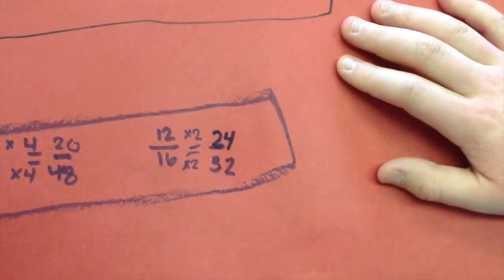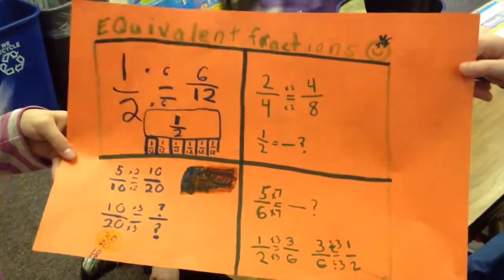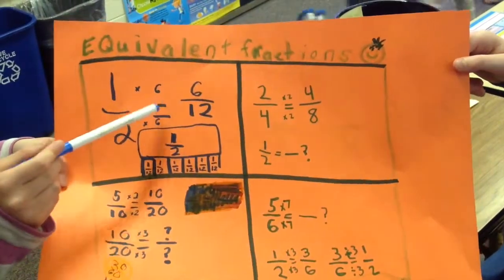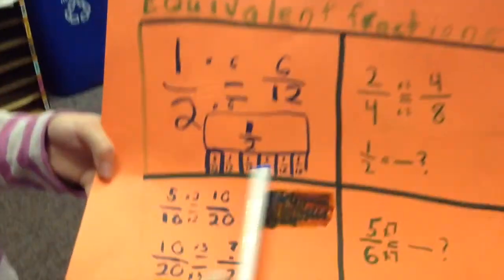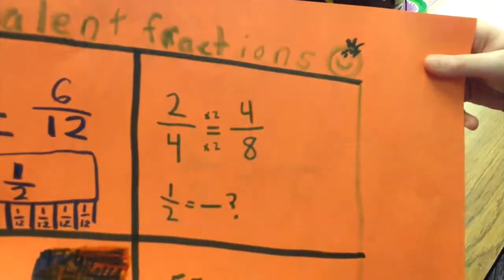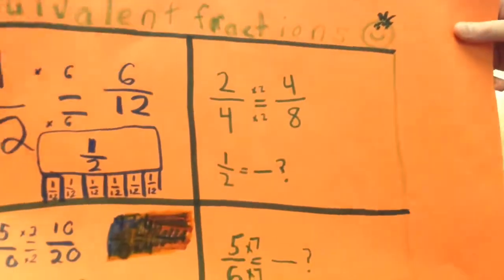So that's equivalent fractions. Show me one that you've done. 1/2 equals 6/12. Well, here's a picture. So there are 6 little 12ths. I think you have something to say, right?